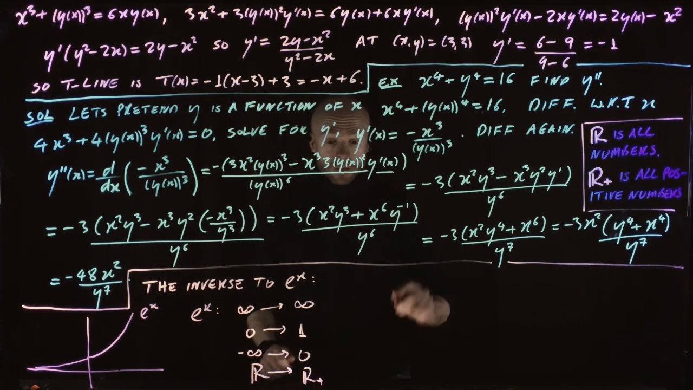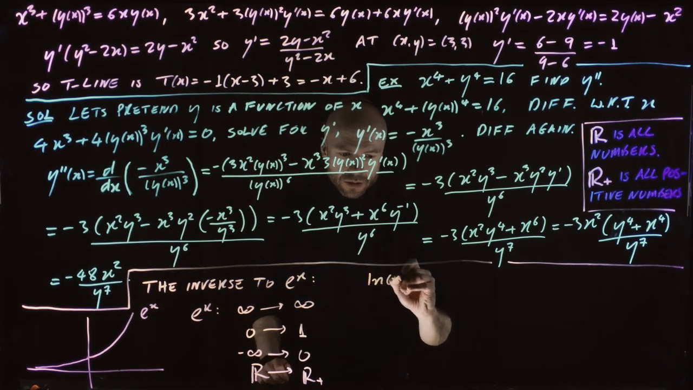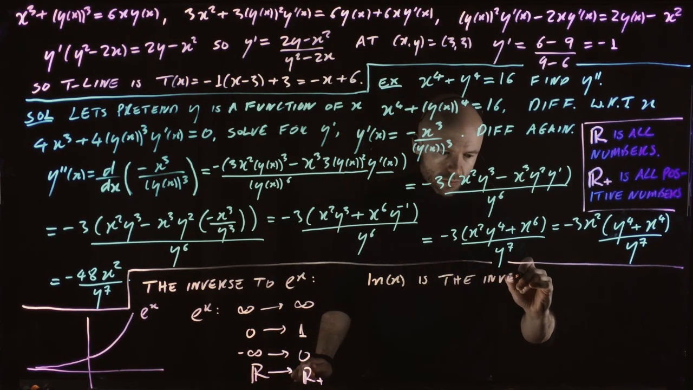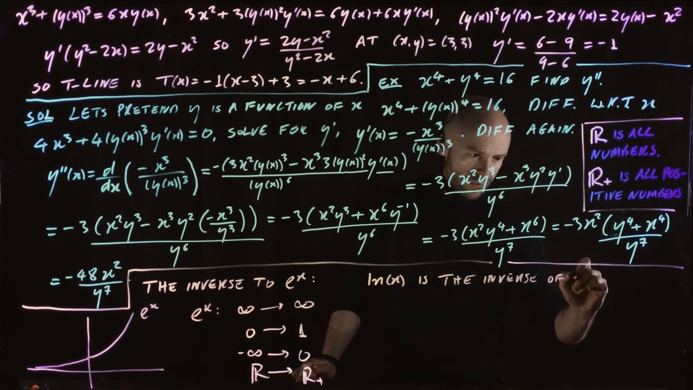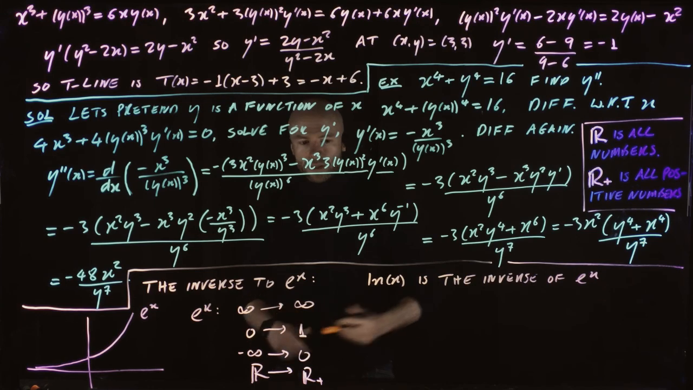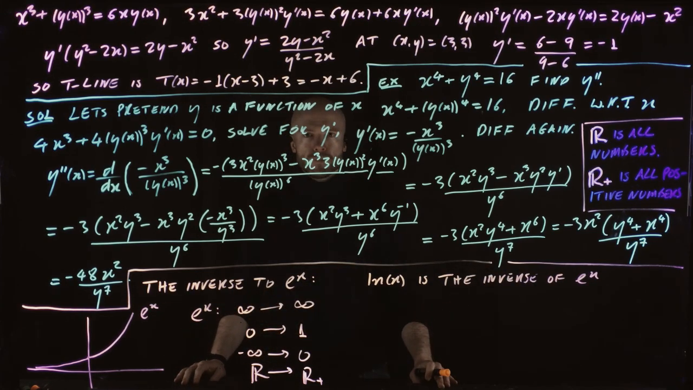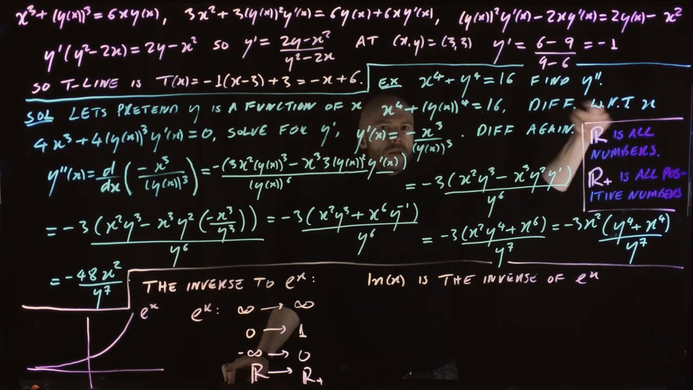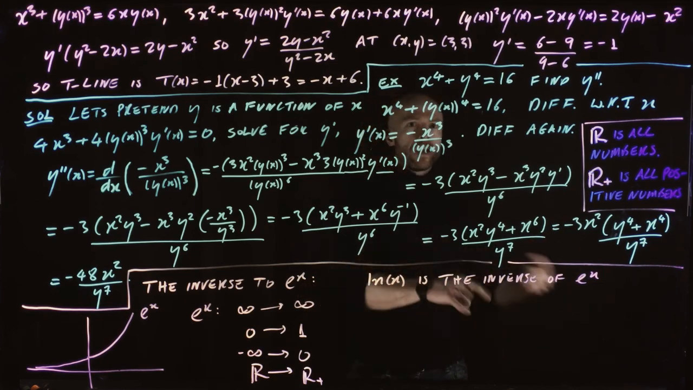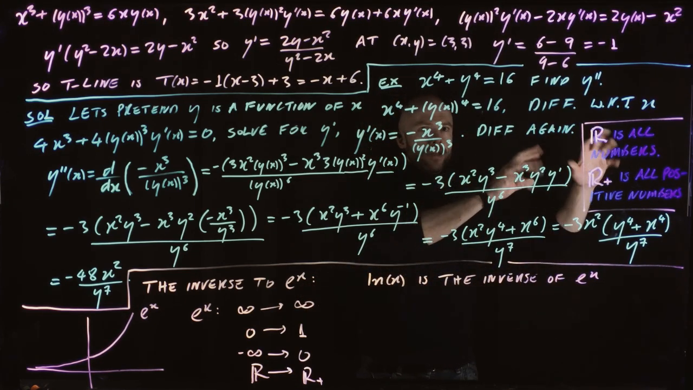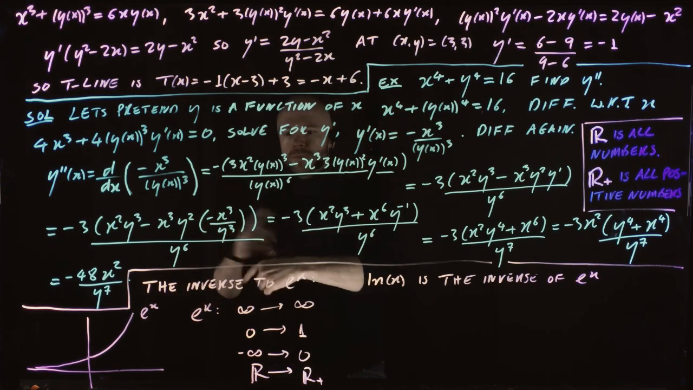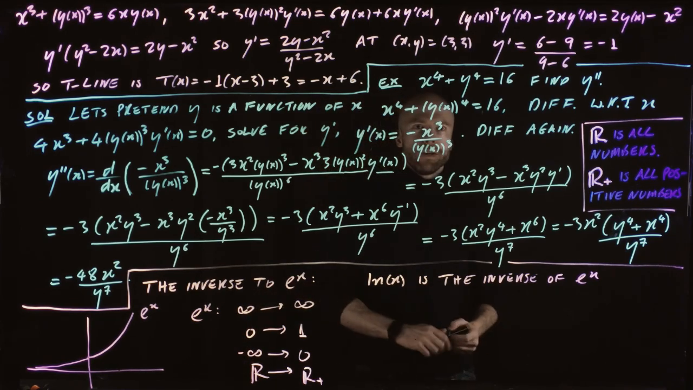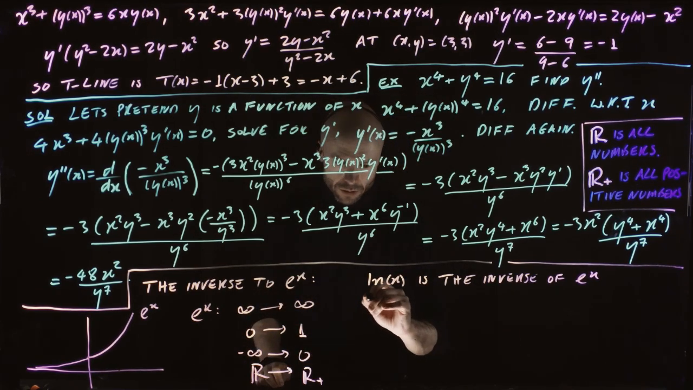Okay, so log of x is the inverse of e to the x. So whatever e to the x is doing, log of x unwraps it, right? Think of this as a machine. We take x, plug it into the e to the x machine, and we get out e to the x. Now, log of x can unwrap that. We take e to the x, apply log to it, and we go back to x. So, since e to the x sends infinity to infinity, log also has to send infinity to infinity.